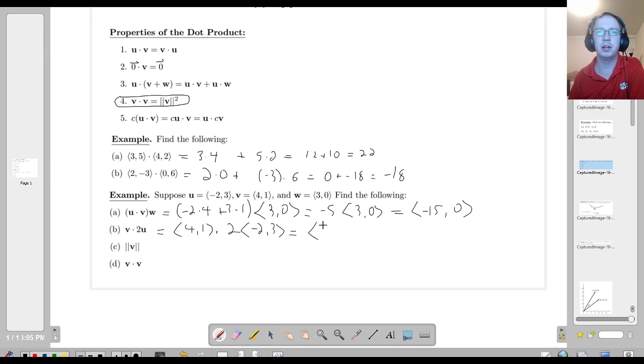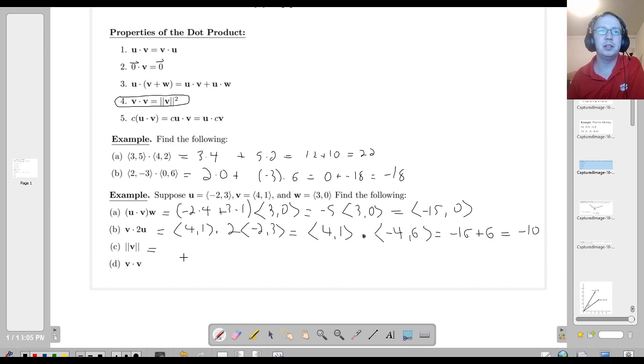Let's go ahead and simplify 2u. 2 times negative 2 is negative 4. 2 times 3 is 6. Sorry, didn't mean an equal sign there, a dot. And now let's do the dot product. 4 times negative 4 plus 1 times 6. That comes out to negative 10.